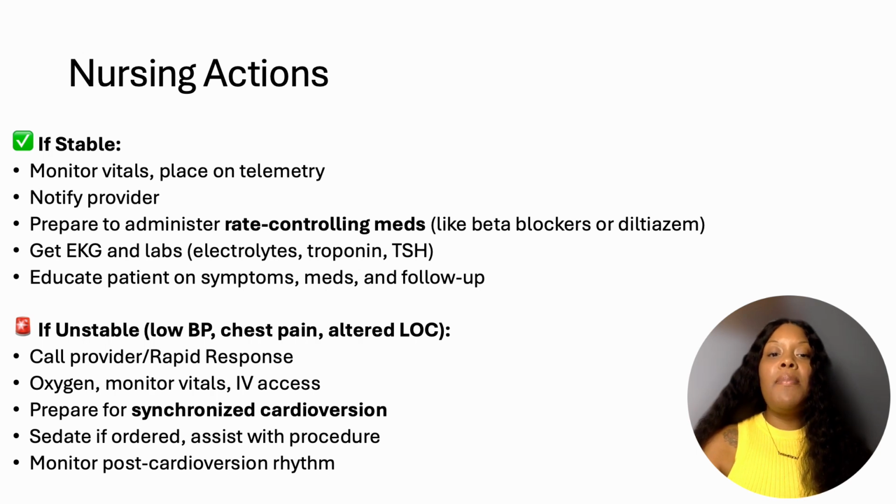Now, next, let's talk about if your patient is unstable, meaning that your patient has low blood pressure, chest pain, or altered level of consciousness. We then want to call the provider or a rapid response. We want to administer oxygen, monitor their vital signs, make sure that the patient has IV access, and then we want to prepare that patient for synchronized cardioversion. They may sedate this patient with the cardioversion, and then we want to monitor the patient's post-cardioversion rhythm.